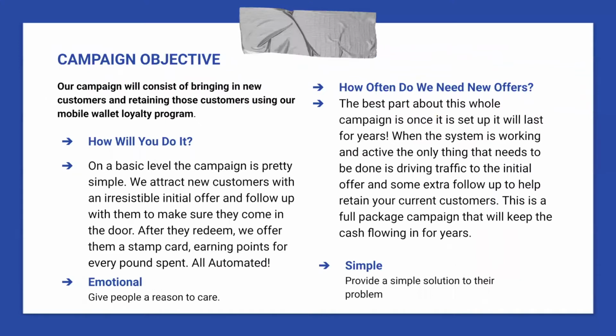First of all, I want to talk about the campaign objective. Our number one priority is bringing in new customers and retaining those customers using our mobile wallet loyalty program. On a basic level, the campaign is pretty simple. We attract new customers with an irresistible initial offer, and we follow up with them to make sure they come through the door and claim and redeem that offer. After they redeem it, we offer them a stamp card where they can earn points or stamps for every pound or dollar that they spend, depending on where you're located in the world.